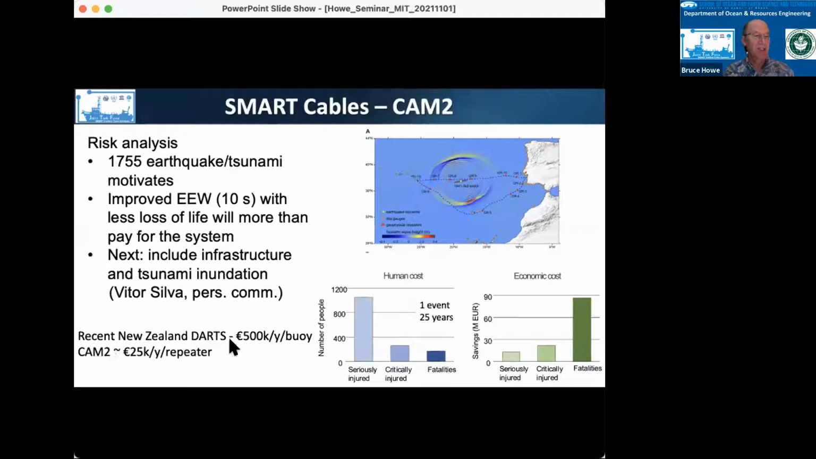I just mentioned down here that for reference cost, a DART buoy, this is basically a bottom pressure sensor, acoustic link to a surface buoy, satellite link back. They cost 500,000 euros per year to operate and maintain. In this case, for the given geometry, it is 25,000 euros per year per repeater node. So much less expensive overall.